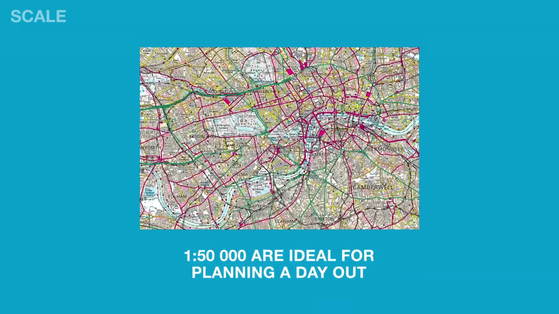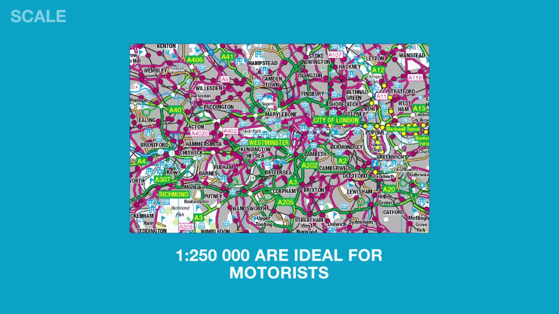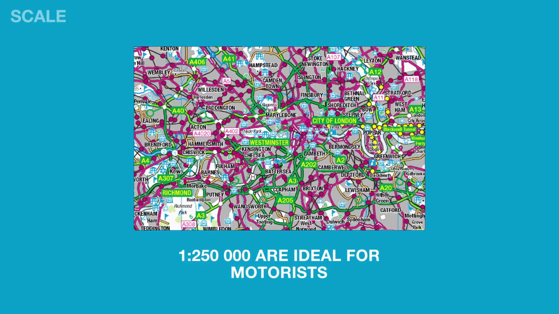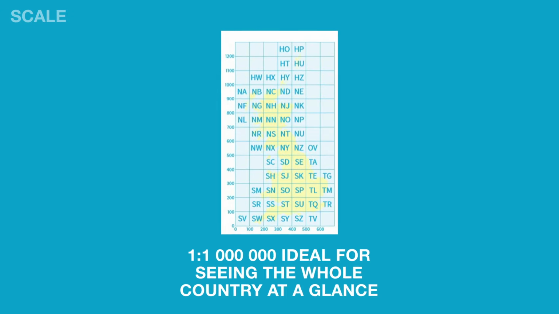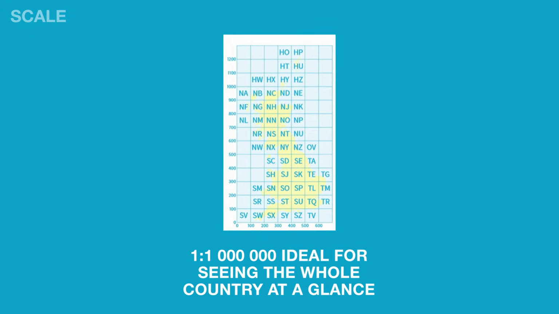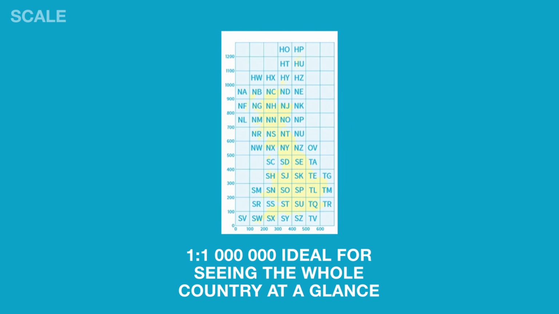A 1 to 50,000 is ideal for planning a day out. A 1 to 250,000 map is really useful for motorists and those planning longer journeys, and a 1 to 1,000,000 scale map is the sort of map you might want to use to see a whole country at a glance rather than its detail.